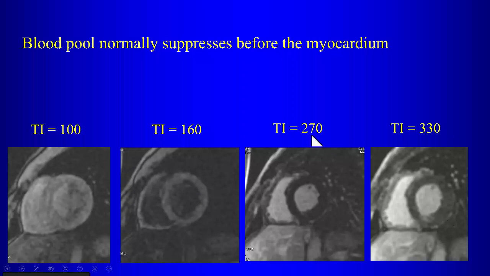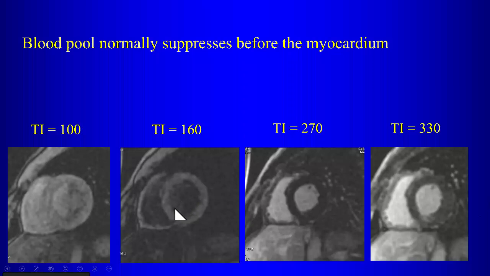Okay. Also notice that the blood pool also changes here. You see how at the lower inversion time, the blood pool starts out as bright, and then it suppresses here. In this particular case, it suppresses at an inversion time of 160, and then it starts to get brighter again. Normally, the blood pool will suppress before the myocardium because you expect the blood pool to have more gadolinium within it. So the T1 time of the blood pool will be shorter. So shorter inversion times would suppress the blood pool before you suppress the myocardium.